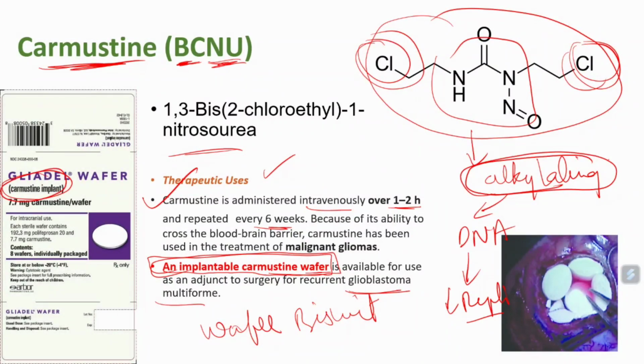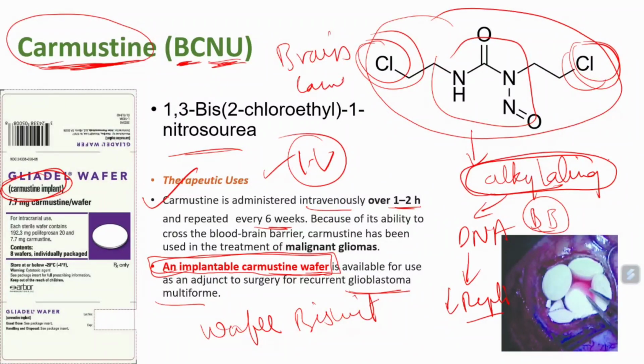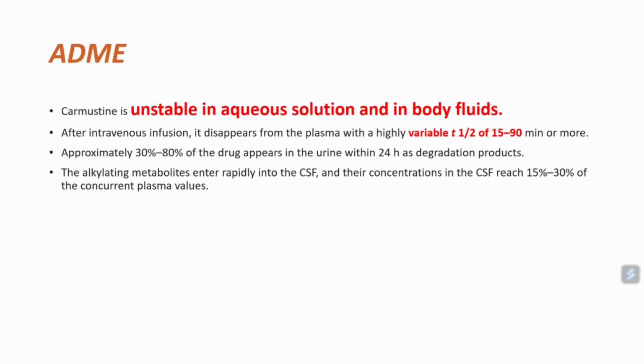The implantable wafers are formulated and placed in the brain. So carmustine means biscuits, always remember, and these biscuits are inserted in the brain. It is also available in IV form. Carmustine and lomustine are both very commonly used for brain cancer.